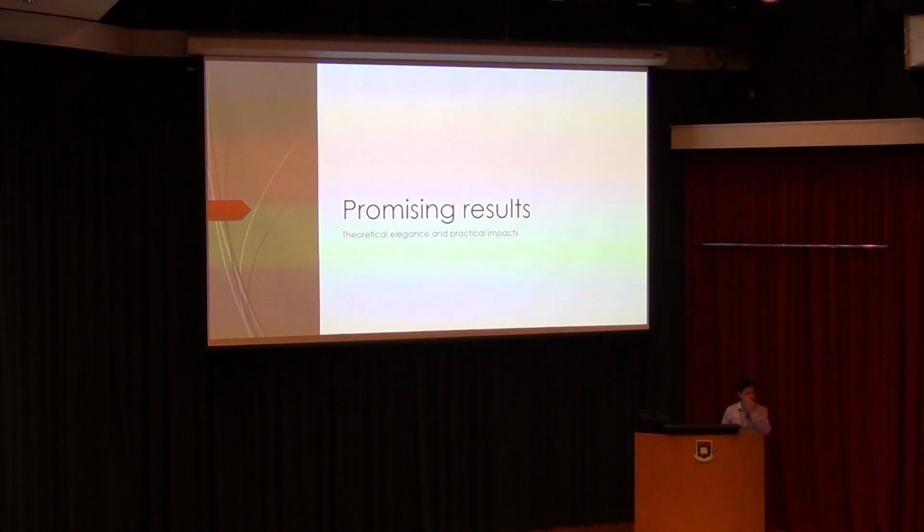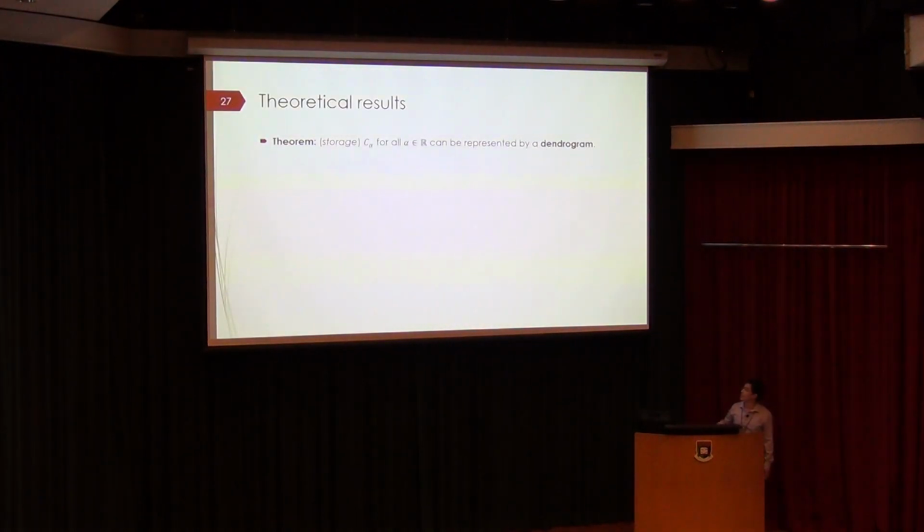I'm going to explain the promising result. Indeed, we have a polynomial time solution, and it's based on the submodular or supermodular function G. The first result is that the solution can be represented by a dendrogram, by a tree. What is the benefit of representing things by a tree? Because there's only a linear number of nodes in a tree, it only requires linear storage. But what about the computation? The computation can also be done in polynomial time.